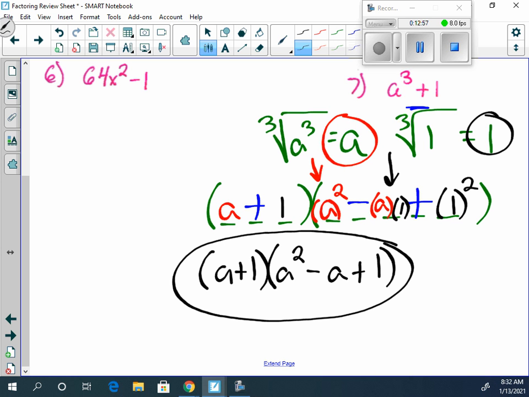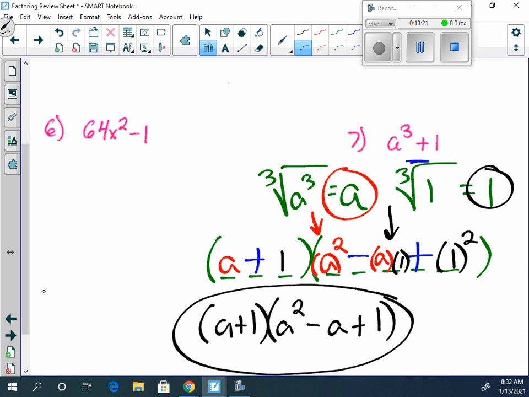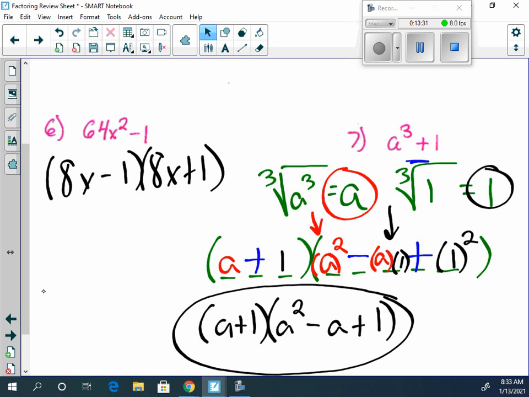Any other questions on number 7? Any other questions on this page here for 4, 5, or 6? Are we good with number 6, the difference of perfect squares? Because this one here, I know you have the answers in the back, but it would be 8x minus 1 times 8x plus 1. Okay.